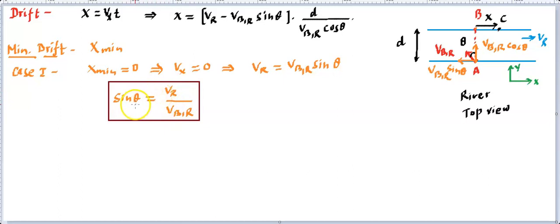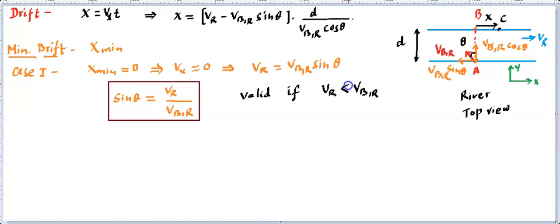Now, this will not be true for all values of theta. This will be true for those values of VR and VBR so that theta is defined, right? Because we know sin theta is always less than or equal to 1. So this is valid if the condition is that VR, the velocity of the river, should be less than the velocity of the boat in the river.